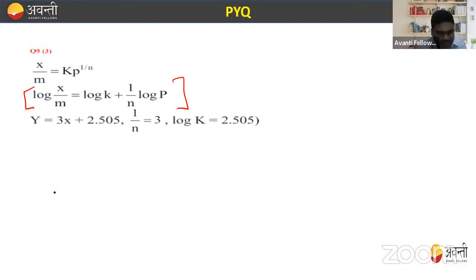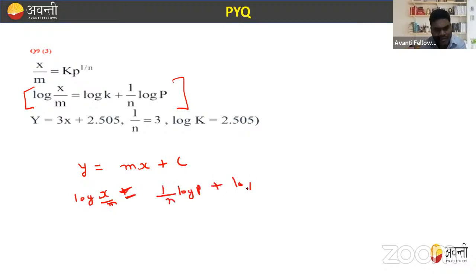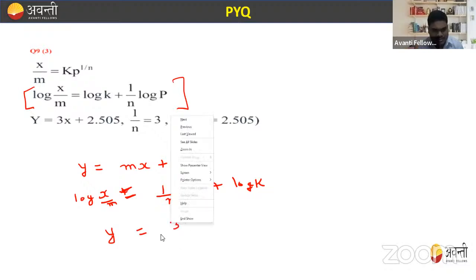So we know that y is equal to mx plus c. Just I'm writing here also. Y is equal to mx plus c. Just comparing this, on the y-axis we have log x by m, right? And this is equal to, for m, we have 1 by n and log p, and for c, we have log k, right? So just comparing this, in the question also it is given that 1 by n is equal to 3, right? So this is also given, that is 3.